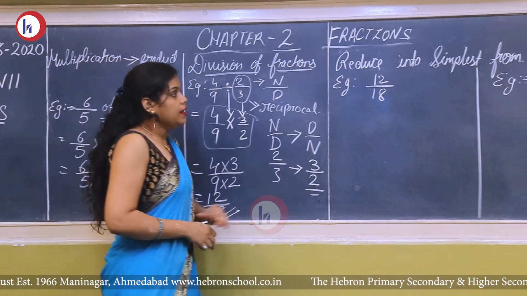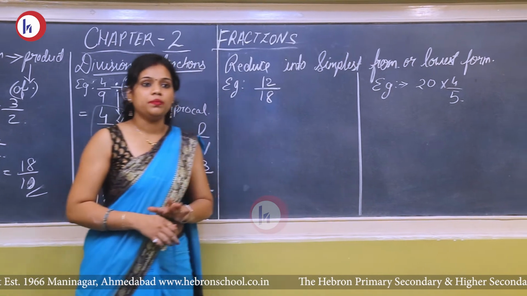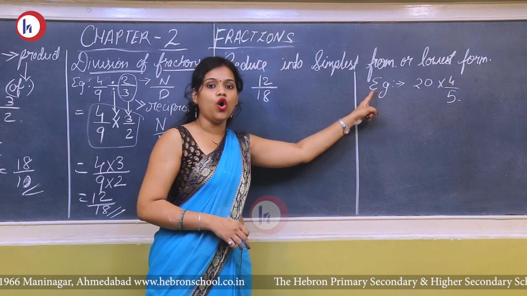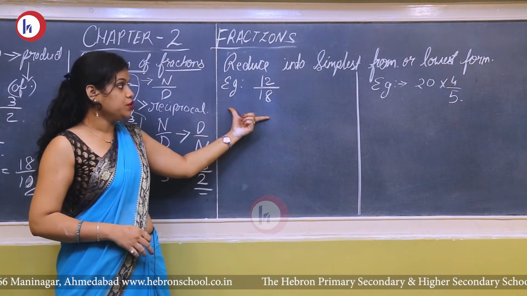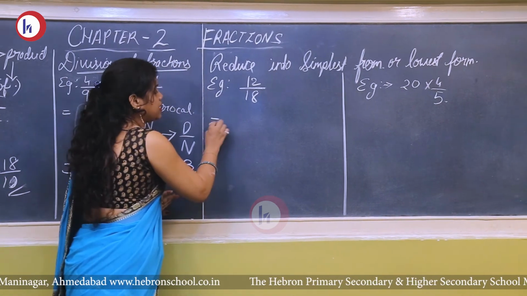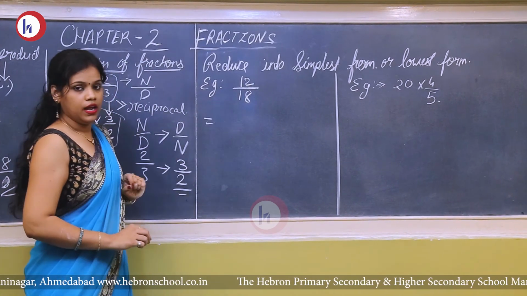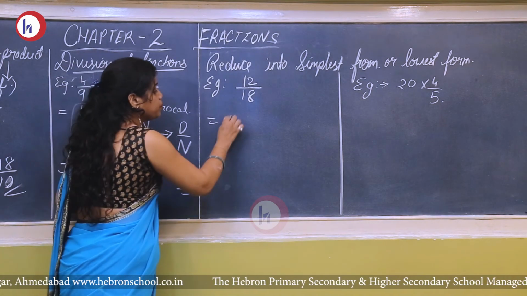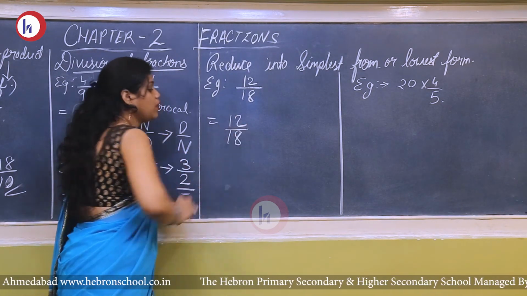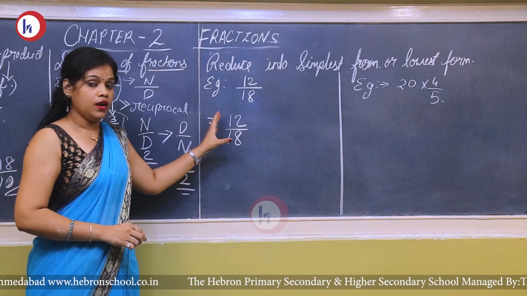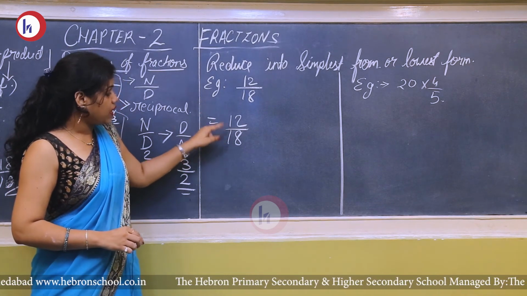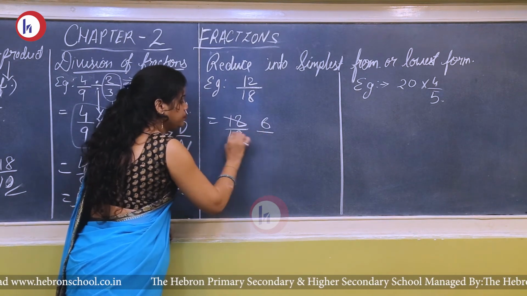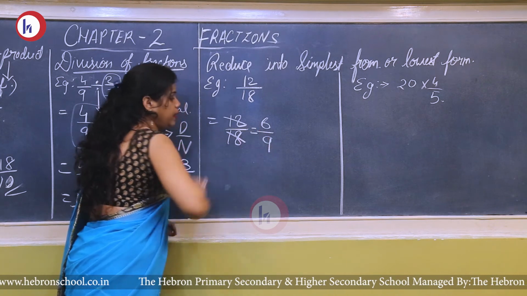Okay, now coming to reducing to simplest form. Now this heading you will see in your textbook, reduce into simplest form or lowest form. What is the meaning of reducing it? I have taken the example of 12 and 18. I want to reduce it to the simplest form. How am I going to do this? 12 and 18. Now in which table are these two numbers common? If you see, 12 and 18 both come in the 2's table. 2 6s are 12, 2 9s are 18.